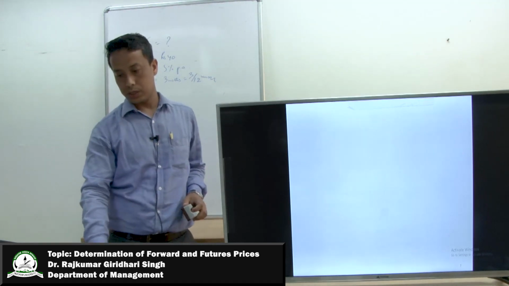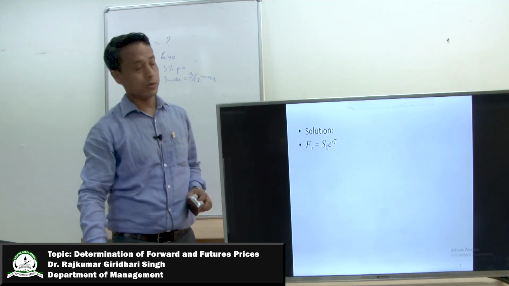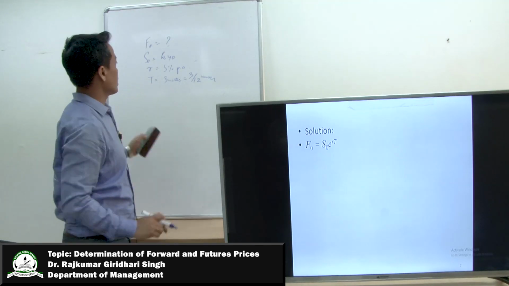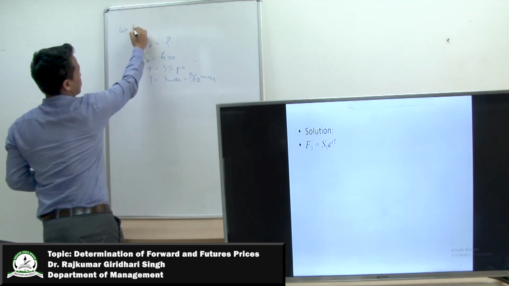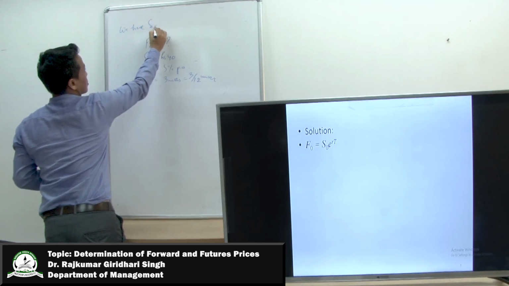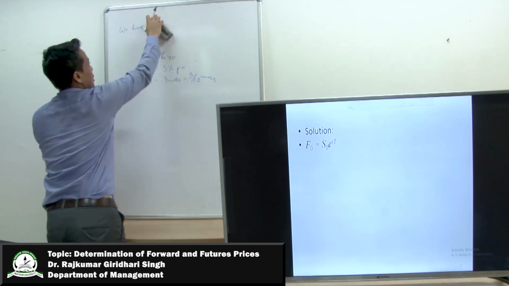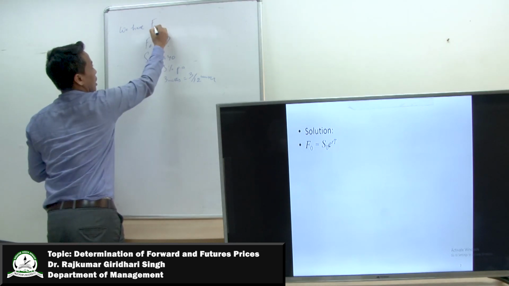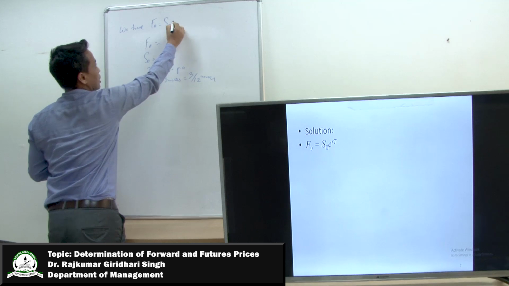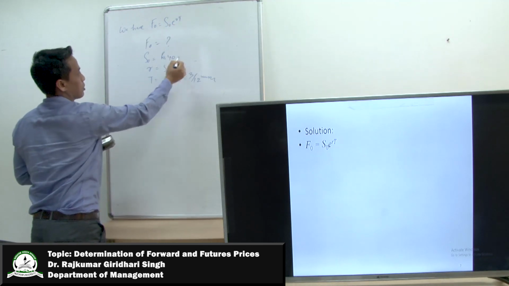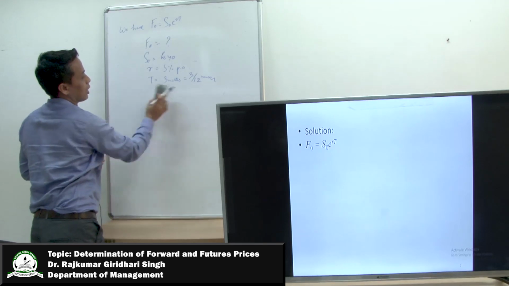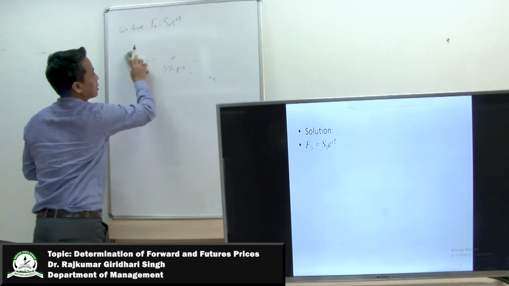So let's see how we work out. We already have F0, that is the future price. Now we just need to replace these values and we can easily find it out.